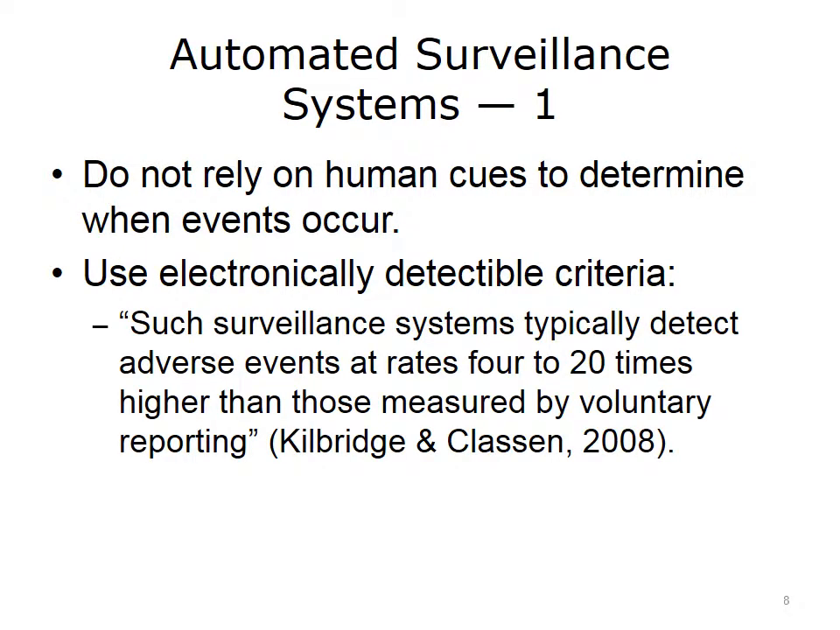Automated surveillance systems use electronically detectable criteria and rules to determine when potential or actual safety events occur. These systems don't rely solely on human cues, often missing when clinicians get too busy to detect early warning signs of impending safety events.